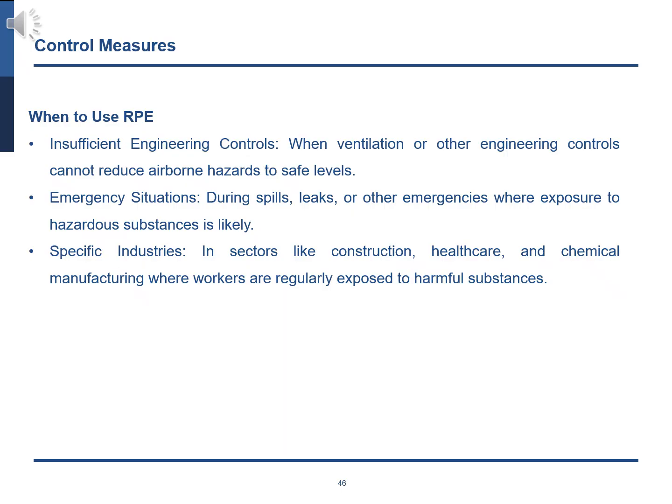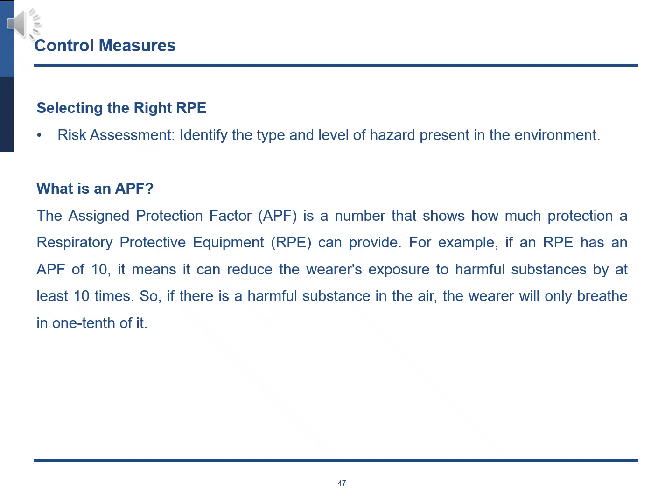When to use RPE. Insufficient engineering controls: when ventilation or other engineering controls cannot reduce airborne hazards to safe levels. Emergency situations: during spills, leaks, or other emergencies where exposure to hazardous substances is likely. Specific industries: in sectors like construction, healthcare, and chemical manufacturing where workers are regularly exposed to harmful substances. Selecting the right RPE. Risk assessment: identify the type and level of hazard present in the environment.